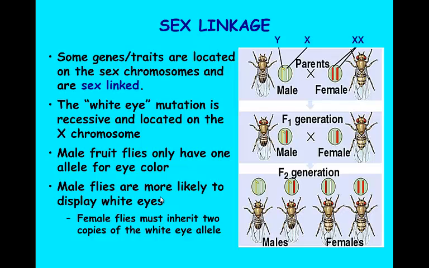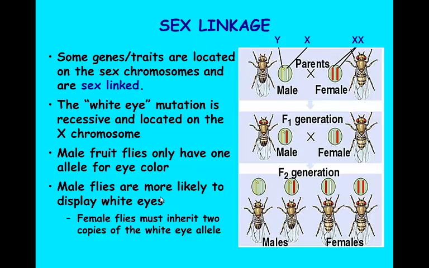Okay, now let's go on and talk about sex linkage. Sex linkage is when a mutation is actually found on an X or a Y chromosome. In this case, a white-eyed mutation is found on the X chromosome. Males get an X and a Y. What happens is, because they only have one X chromosome, if there's a mutation on the X chromosome, it shows up.